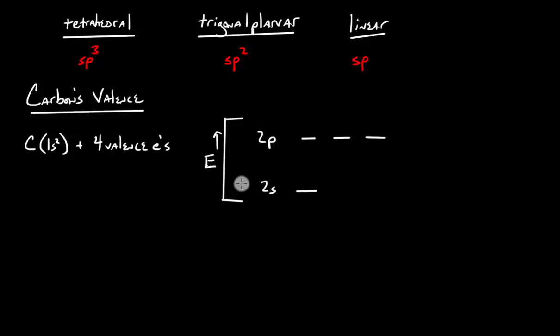And the way that we would fill in these orbitals, if they were just sitting there willing and ready to accept electrons, is we would first put 2 in the 2s orbital, and then that means we have 2 valence electrons left over, so one would go here and one would go here. So this would be the ground state for an atomic orbital for carbon.